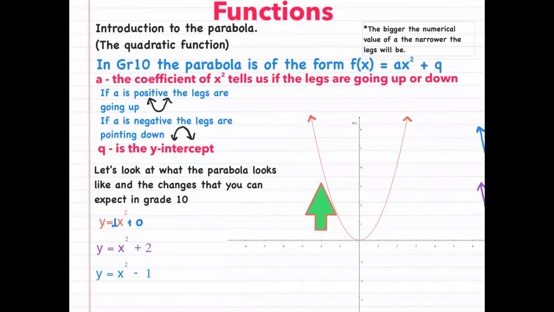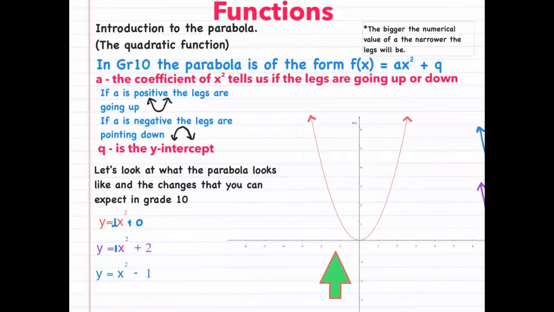If this is the normal function, what happens if we take that y equals x squared and we add 2? That plus 2 basically means that this parabola moves up 2 places. Now let's look at this. So again, what is my a? My a is a positive 1, so the legs are pointing up, okay? And then what is the plus 2? That means that this normal function moves up 2 places.